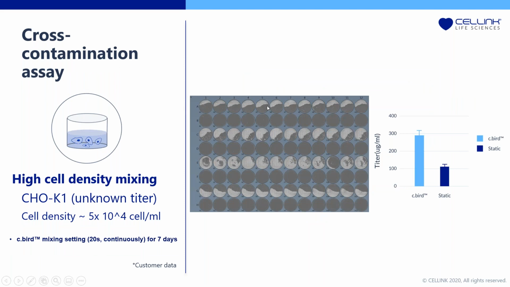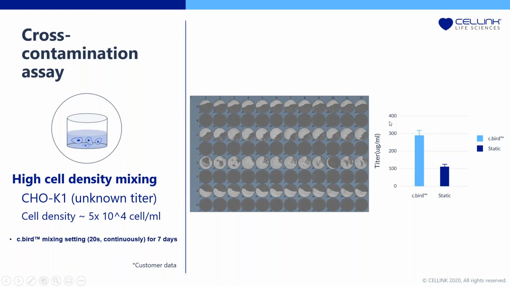And we can also show that SIBR has no cross-contamination issues. One of our customers tested this by intentionally adding cells only to rows A, C, E, and G, and continuously culturing for 7 days. After 7 days, they only see cells in rows A, C, E, G, but there are no cells in rows B, D, F, H.